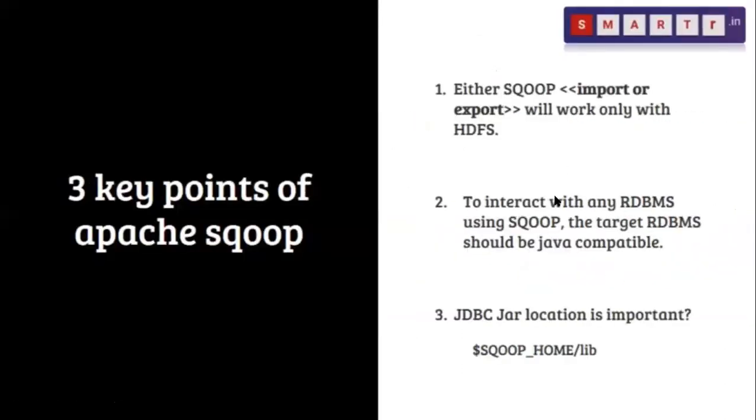So these are the three key points I just mentioned. If it is an import or export, we will be using Java compatible libraries like a jar file. That jar file should be stored in the Sqoop home library path. Only if the file is available in this path will it interact with your RDBMS environment. Because in the RDBMS environment, through JDBC, you'll be using username, password, and JDBC connections, and which table you are going to locate. All the information will be passed to that, but it is referred via the JDBC Sqoop environment.